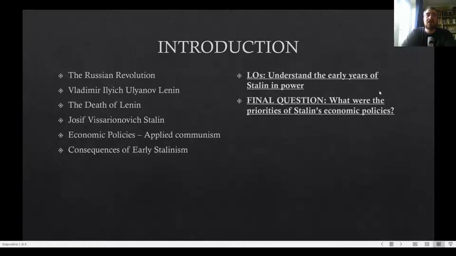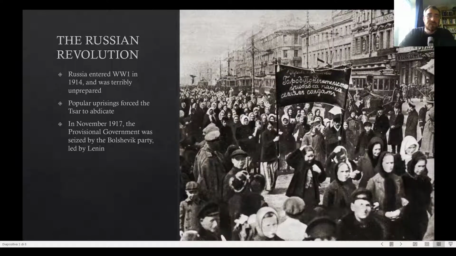All this to answer the question, what were the priorities of Stalin's economic policies in the 1930s? Because, of course, Stalin ruled a long time and you got a world war in the middle, so things changed. So, let's start by talking about the Russian Revolution. Before we talk about Stalin, we need to establish the setting of the story.